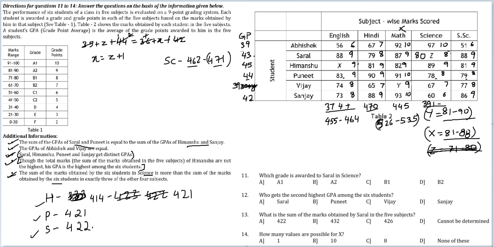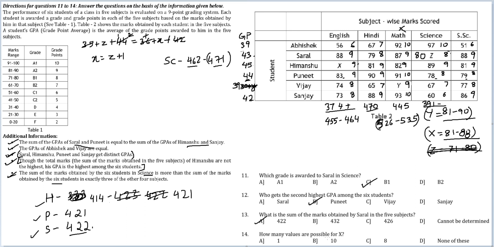Which grade is awarded to Saral in science? In science, he is awarded grade 8. 8 is B1. Therefore, for question 11, we mark option C. Who gets the second highest GPA among the 6 students? Among the 6 students, the second highest GPA is with Puneet. Therefore, the answer is option B, Puneet. What is the sum of the marks obtained by Saral in the 5 subjects? Saral is getting 422. Therefore, the answer should be option A, 422.